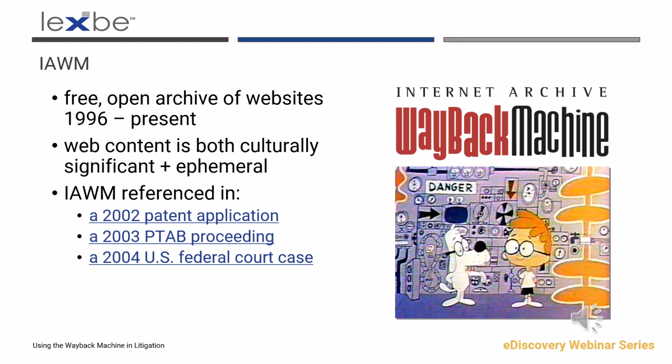Such an archive is of obvious utility for legal use cases, and the Wayback Machine began to be used for this purpose soon after its launch in 2001. The earliest references were in a 2002 patent application, a 2003 ruling by the U.S. Patent Trial and Appeal Board, and a 2004 U.S. federal court case.